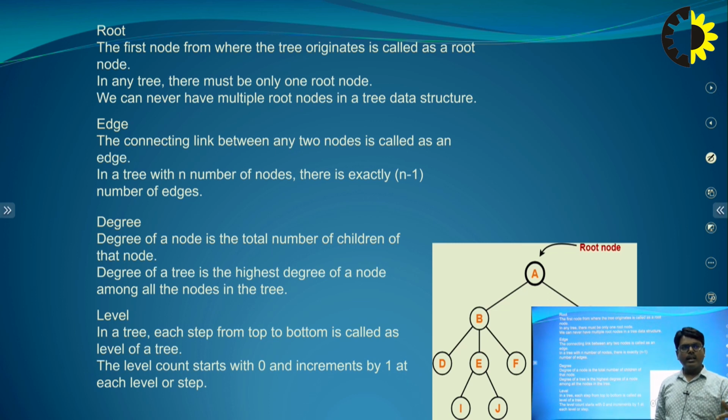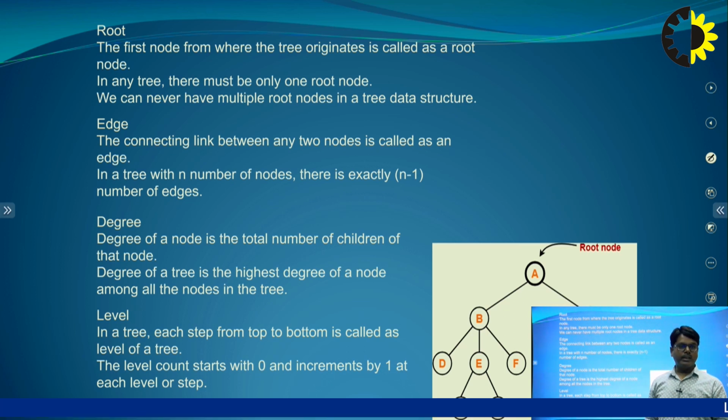Now it is further elaborated. The root node, the first node from where the tree originates, is called the root node. And in any tree, there must be only one root node. We can never have multiple root nodes in a tree data structure. This is a very common thing to be remembered here, that multiple root nodes are not possible. Again, edge: I have already explained earlier that the connecting link between any two nodes is called an edge. To find out how many edges there are, we just check how many nodes are present in that tree, and by the formula n-1, we can identify the number of edges.